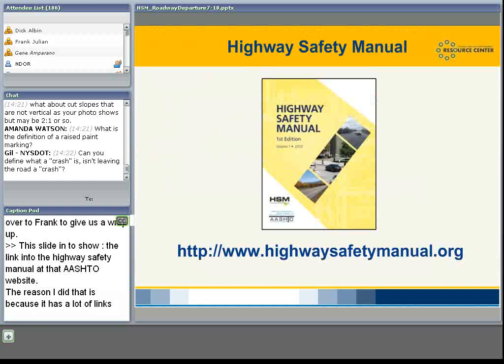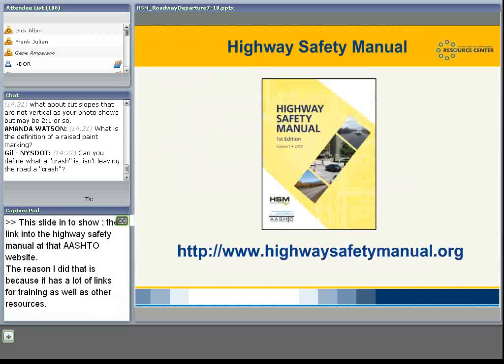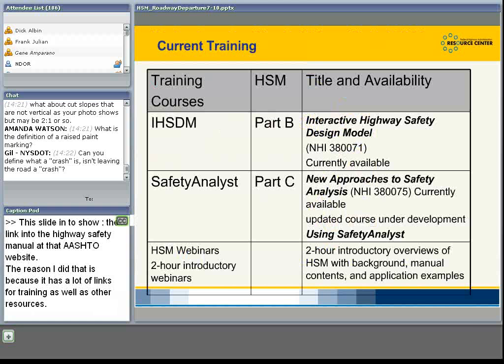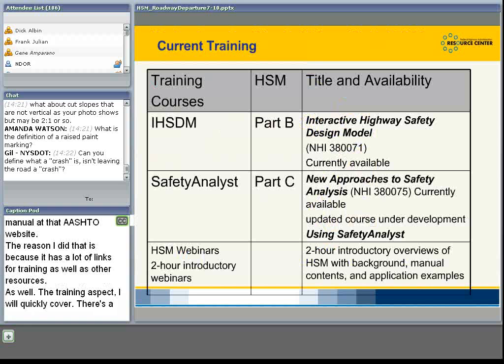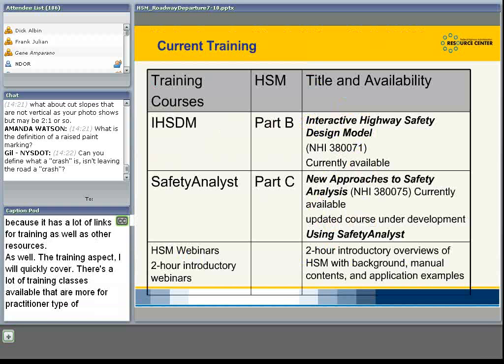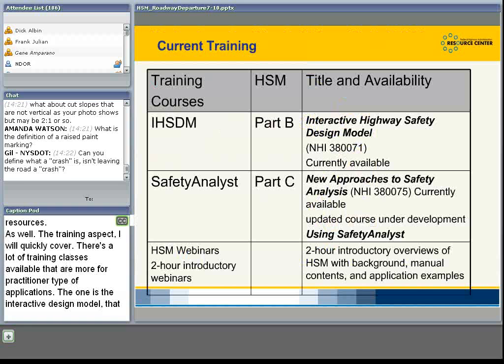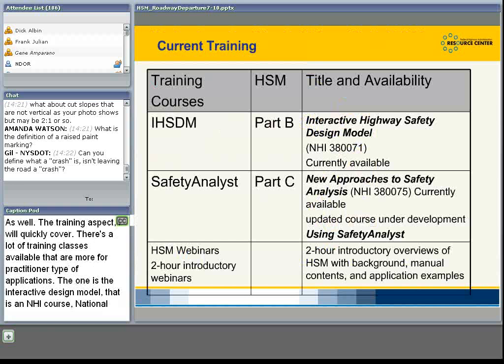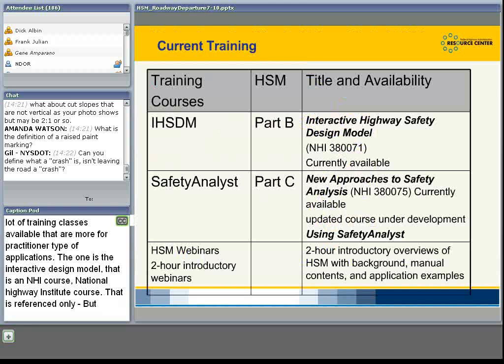So at this point, I'm going to hand it back over to Frank to give us a wrap-up. Yeah, I put this slide in primarily to show the link to the Highway Safety Manual at the AASHTO website. The reason I did that is because it has a lot of links there for training as well as other resources. Obviously, you can get the link there to how to get the book and all that sort of thing as well. But the training aspect, I will quickly cover.